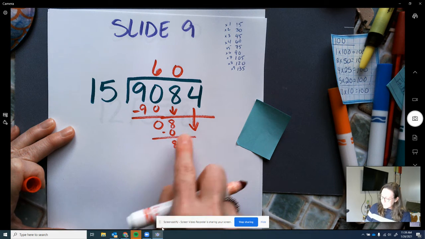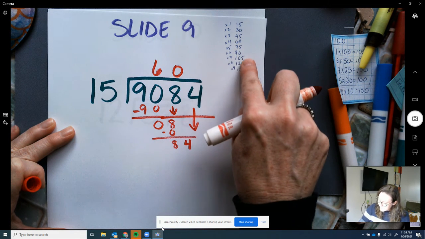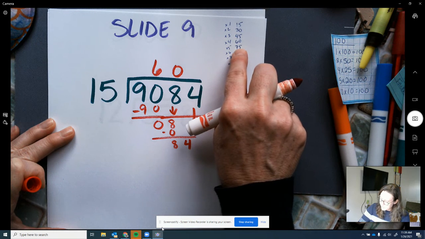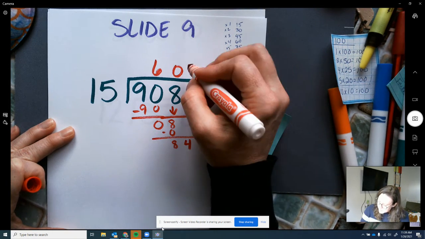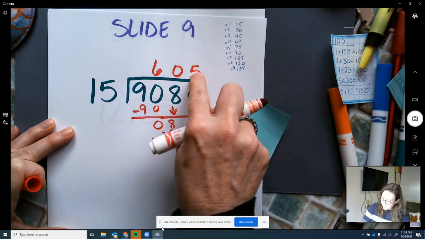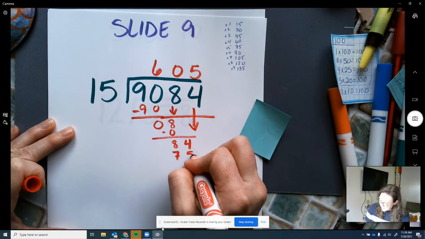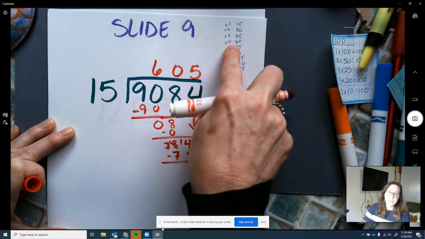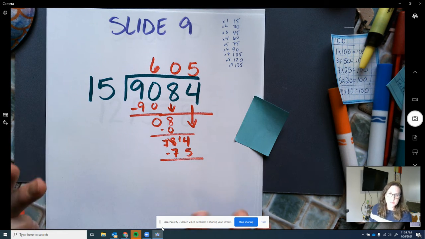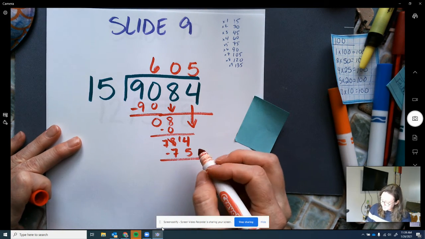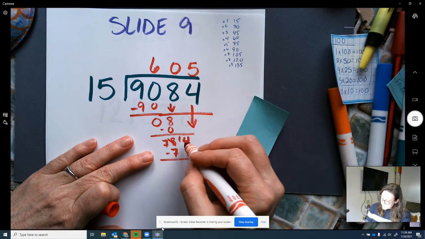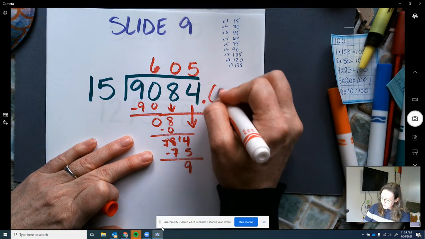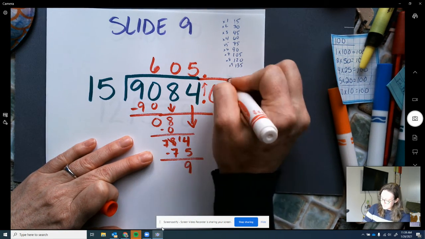15 goes into 84. Which one of these gets closest to 84 without going over? Well, 90 goes over, so 75 is the closest without going over. So I'm going to do 5. 5 times 15 is 75. If you know your 15s, you don't have to do this. I'm just not as quick with my 15s, so I just wanted to make it a little bit easier on that. So we've got 9 left over, and now we're going to put our decimal in.